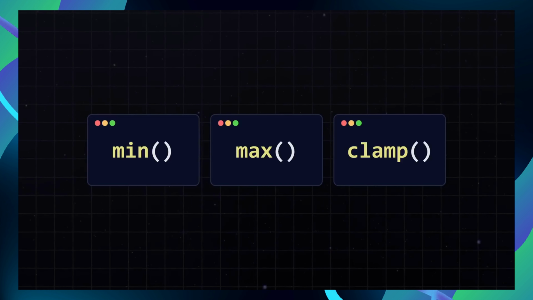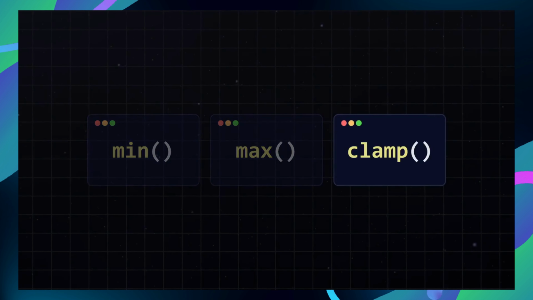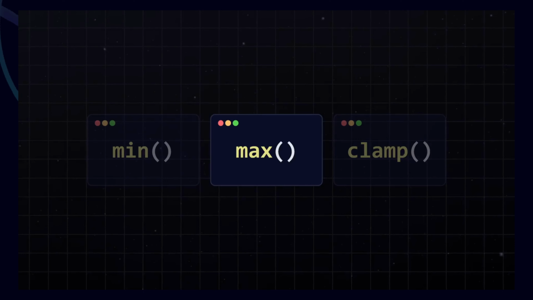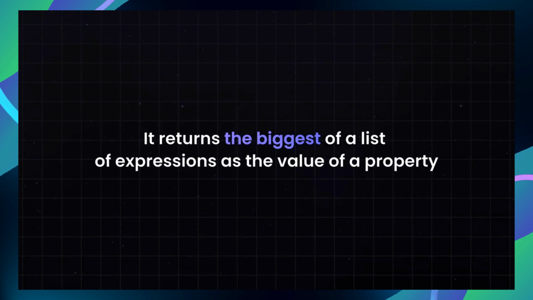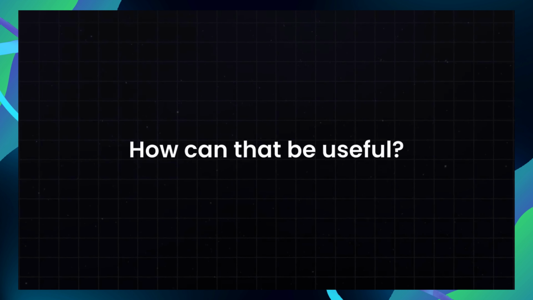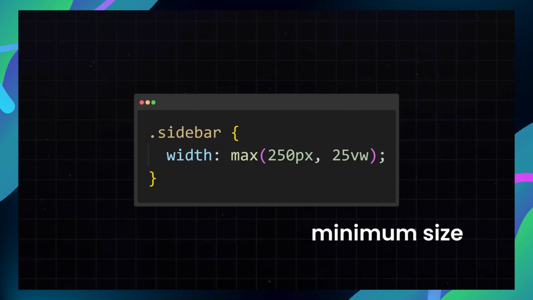Now before we get to my favorite function, which is clamp, let's talk about the max function, which does the exact opposite of min. It returns the biggest of a list of expressions as the value of a property. But how can that be useful? Well, sometimes we want to specify a minimum size.